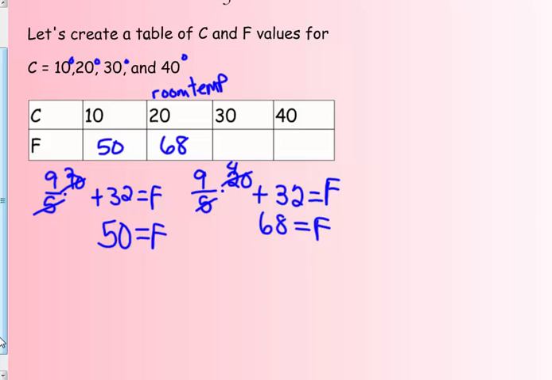In America we say 68 degrees Fahrenheit is room temperature. In European countries they say 20 degrees Celsius is room temperature.